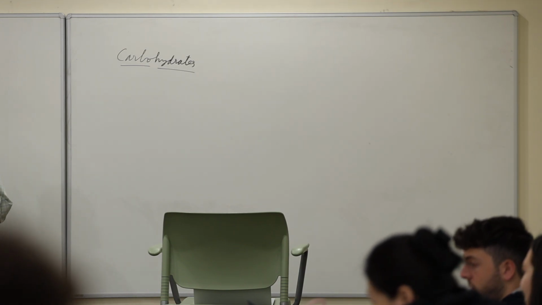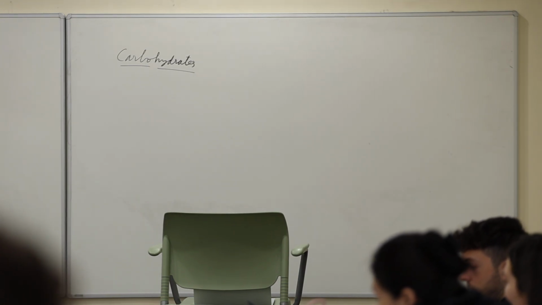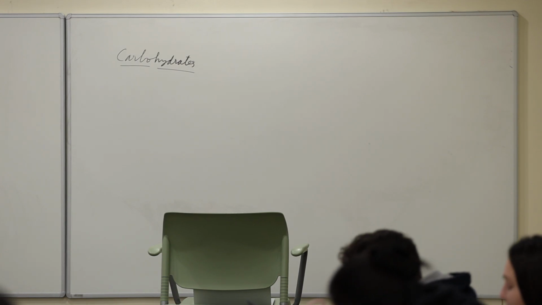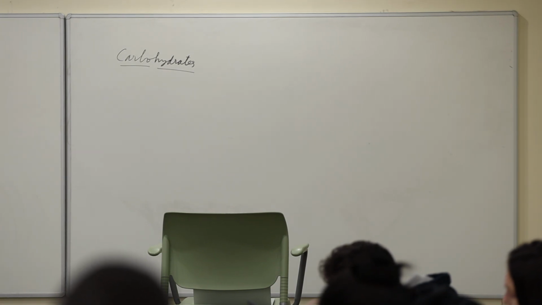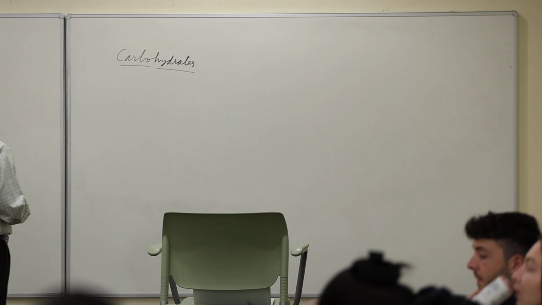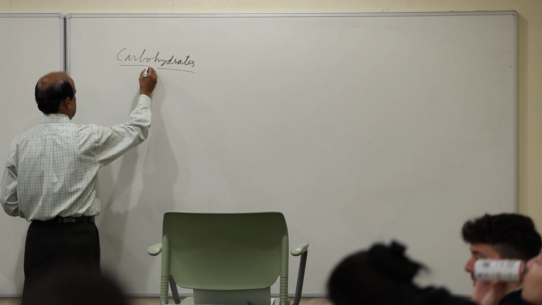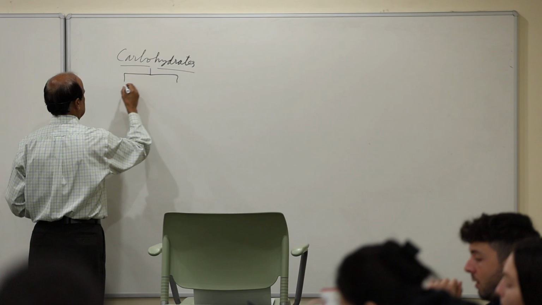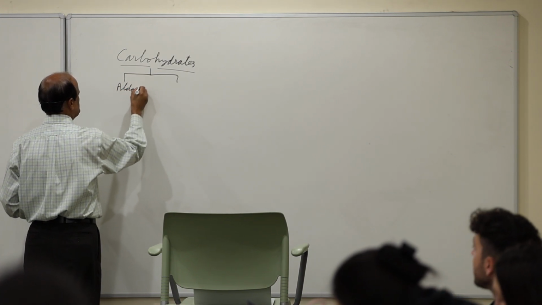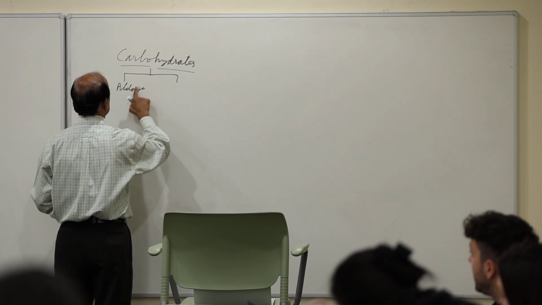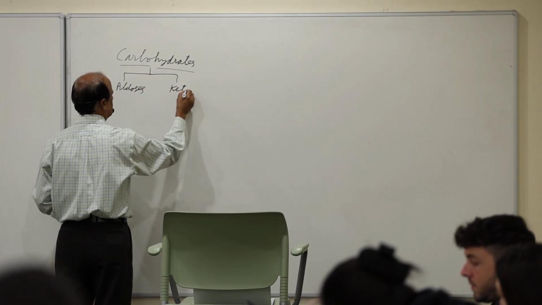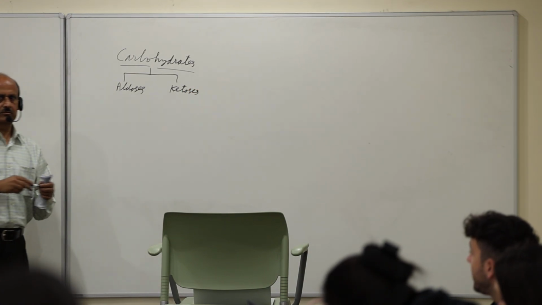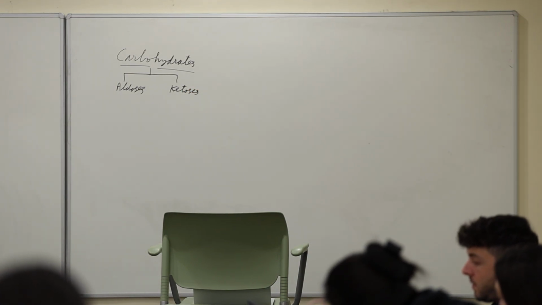So as the name suggests, carbohydrate is carbon and water. So that's the general formula of carbohydrate, carbon C and H2O water. So if we combine that, that is the formula of carbohydrate. Carbohydrates can be aldoses or ketoses. So that means aldehydes or ketones.